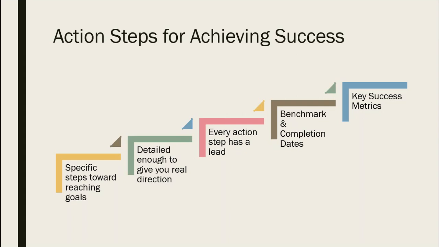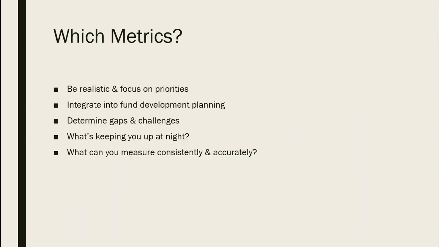But you should talk about things that you're going to do on a monthly basis, things you're going to do on a quarterly basis, talk about major milestones, use benchmark and completion dates, because some things are going to be monthly, some things quarterly, some things are going to happen with just one date at the end of it. So again, make sure that every action step has a lead.